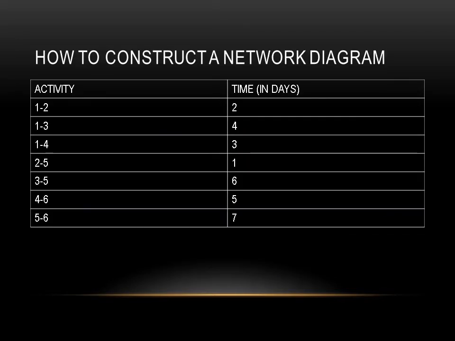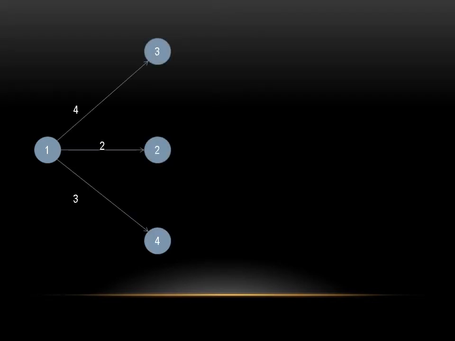Now how to construct a network diagram? You kindly pause the video and write this table in your copy. Okay, in this table 1 to 2 takes 2 days, 1 to 4 takes 3 days, 1 to 3 takes 4 days. These are given: 1 to 2, 2 days; 1 to 3, 4 days; and 1 to 4, 3 days.